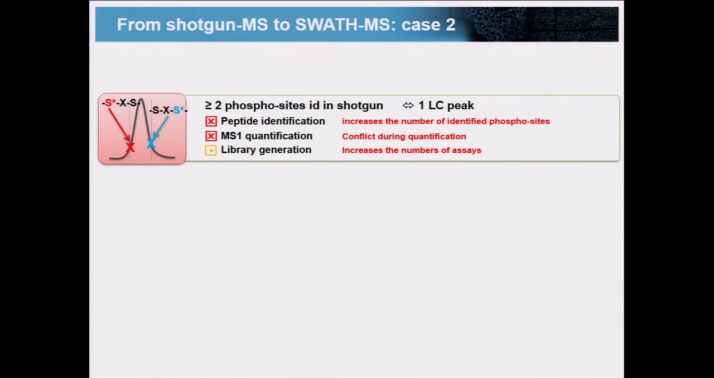That's the good case. But if we go back to the example we had in shotgun before, we have one peak. This peak was identified twice with two different assignments, so we have two different site IDs, one LC peak. When we want to do the peptide identification already in the shotgun, we are not exactly sure which one is the right one. When you do the MS1 quantification, as we've seen before, we're going to get a table with a lot of missing values, because sometimes across runs this peak would be assigned to this localization, and sometimes across runs this peak would be assigned to this localization. And of course, when we're going to generate a library out of this data, we're going to have two different assays, and this will just inflate the size of the library unnecessarily.